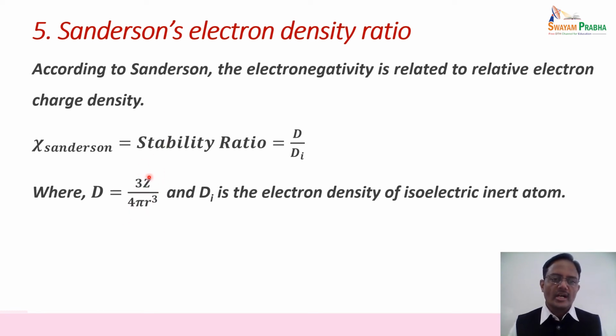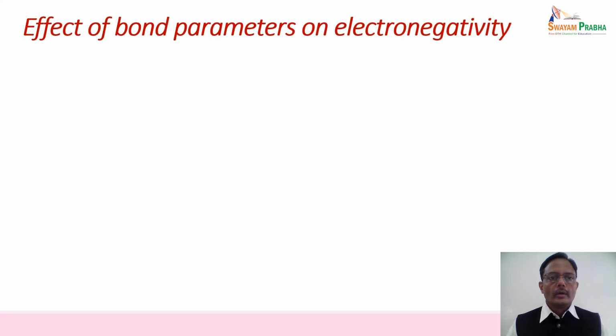Z is the nuclear charge and r is the radius of an atom, or in other words, the distance between the nucleus and the outermost electron. This is the value of density of a particular atom, whereas di is the electron density of the isoelectronic inert atom, that is the atom having the same number of electrons but which is an inert atom. This is all about the various scales of electronegativity put forward by various scientists.